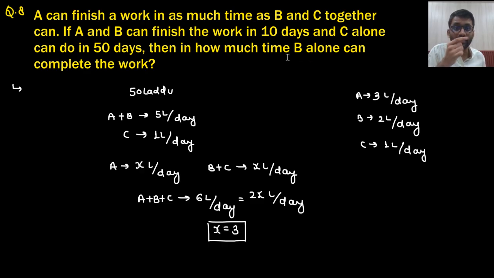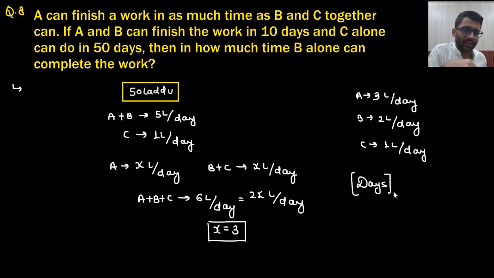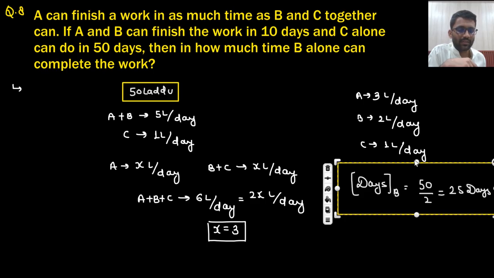Now in how many days can B alone do the work? What is the work? Eating 50 laddu. And B is eating 2 laddu per day. So the days taken by B will be 25, right? 50 by 2. So it would take B 25 days. Very easy problem, very easy. No doubt about that, right?